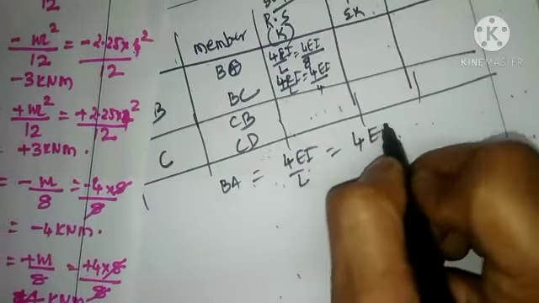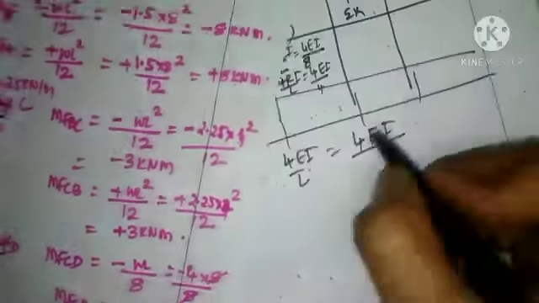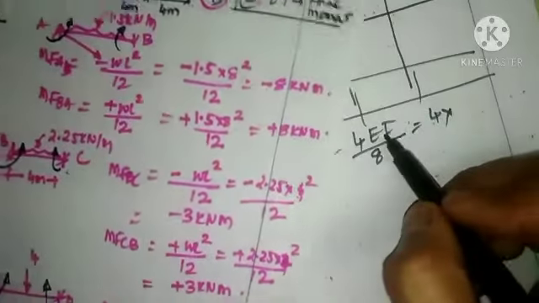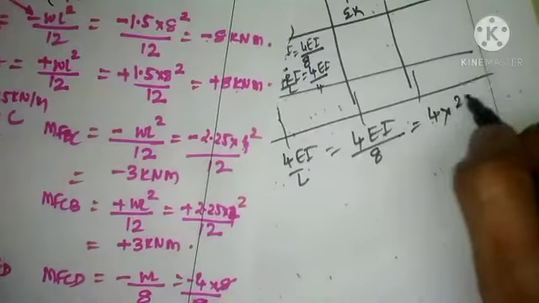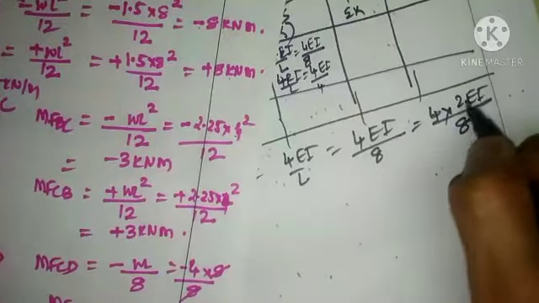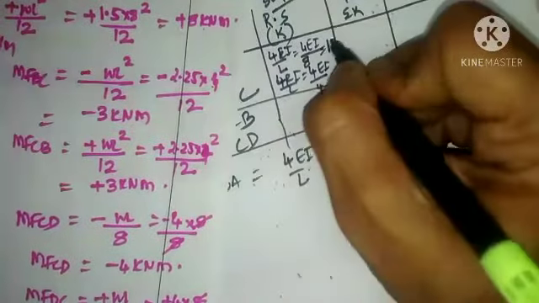And the length of the beam AB is 8 meters. So 4EI by 8. Then it becomes essential to check the value of EI. The value of EI is 2. So it will be 4 into 2 EI divided by 8. The 8 divided by 8 will get cancelled and it will come out as 1. So the first value will be 1 EI.